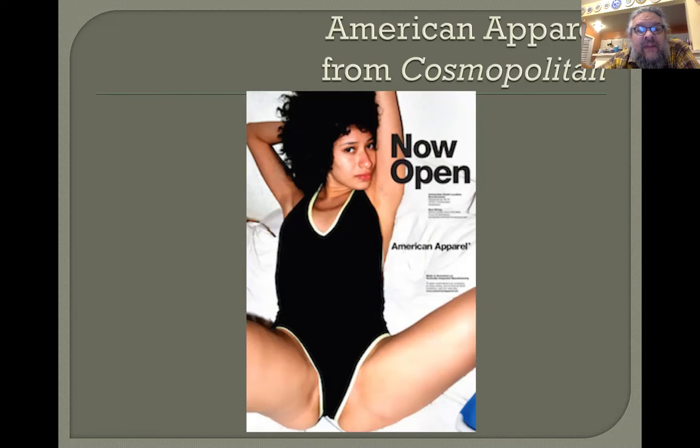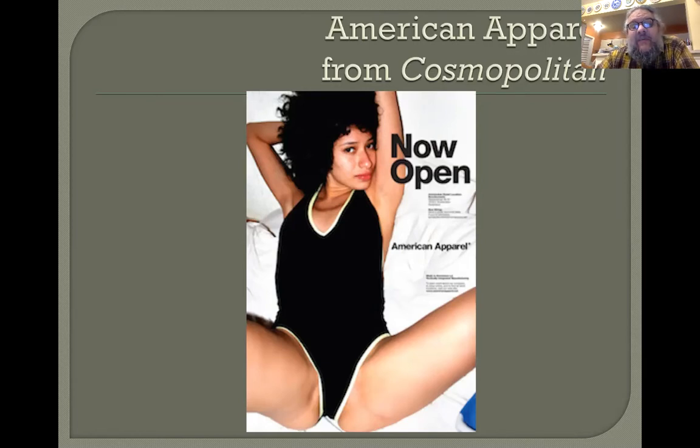The color of the page is white. We have the stark black Helvetica type, "now open," and American Apparel. The small print there says now open in a new store in Manhattan. And that's great, except this advertisement is in Cosmo. Cosmo's being sold all over the country. Now it's being sold all over the world.